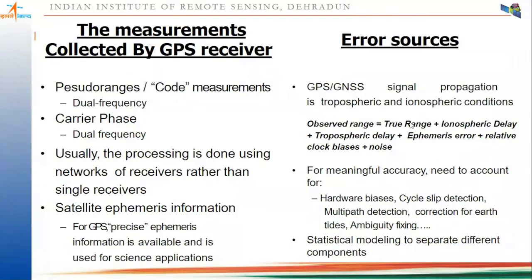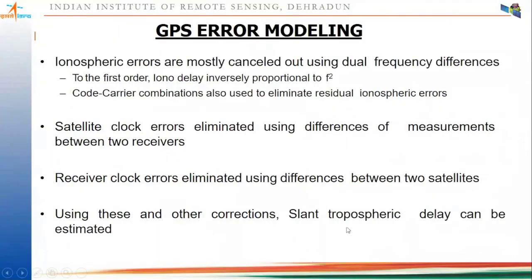Now, the observed range uses the time: at time t it was transmitted and at time t1 it was observed at the receiver end. So (t minus t1) multiplied by the velocity of light. The receiver error, ionospheric error, tropospheric error and ephemeris error can be accounted for here, and then we can find the slant tropospheric delay.